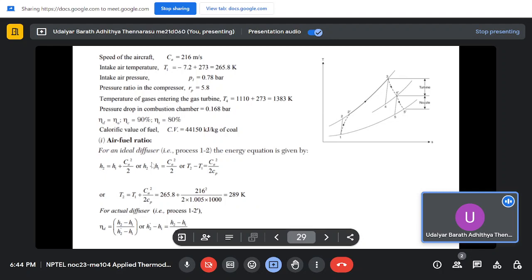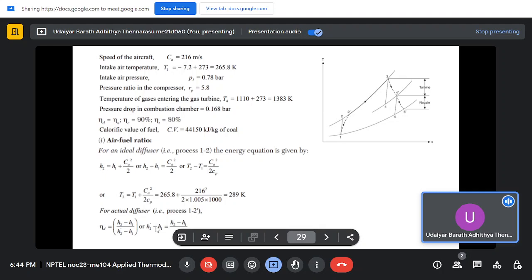But this is for an ideal diffuser, and this is not the case in an actual diffuser. So actual diffuser efficiency is H2 minus H1 divided by H2 dash minus H1.